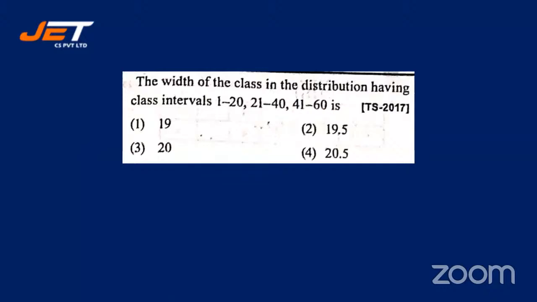The width of the class in the distribution having class intervals 1 to 20, 21 to 40, 41 to 60 is dash. All right. So you need to give me the width of the class. What do you mean by width? The difference between the upper limit and the lower limit. That's it. Let me see now how many are going to give me the answer. Hardly a few seconds this will take, not more than even 10 seconds.